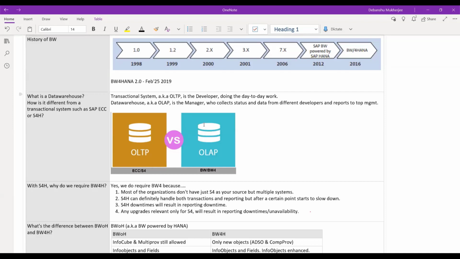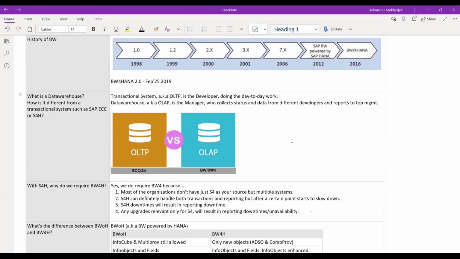Exactly in the same way, you can say that a transactional system is a system which is used for day-to-day transactions. So for example, a finance person will enter data in OLTP. A sales and distribution person will enter data. A talent or HR person will also enter data in the same system. So it's a transactional system where people are entering data on a daily basis and the business is running on top of that. So that's a developer.